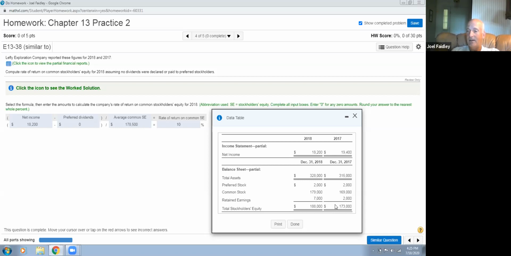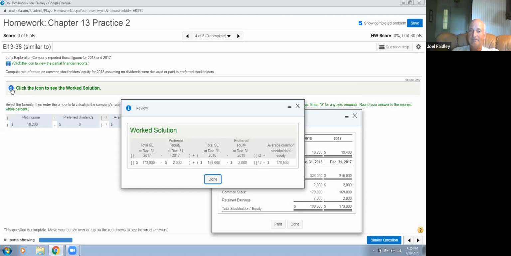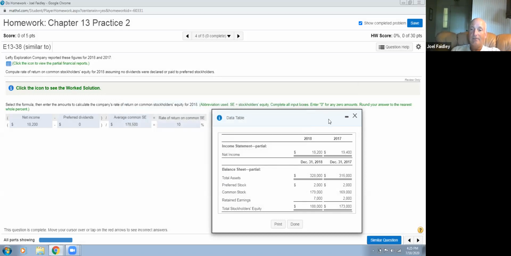It's not the total stockholders' equity. You've got to leave preferred out. Let me show you the solution up here. Well, they do it a little bit differently. They like to take the total and then subtract it out, right? They're taking 173 minus 2 and 188 minus 2 divided by 2. You can do it that way too if you want to. So the answer is 178.5.